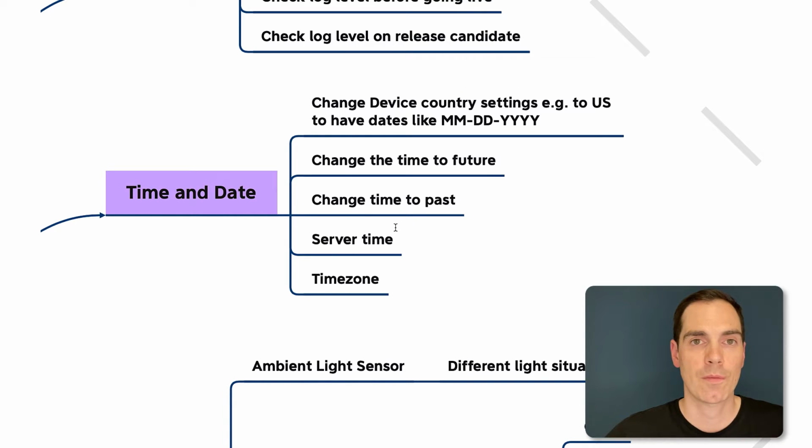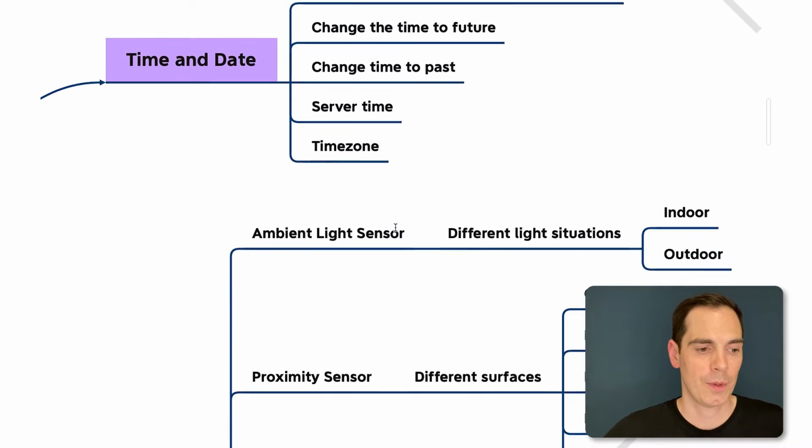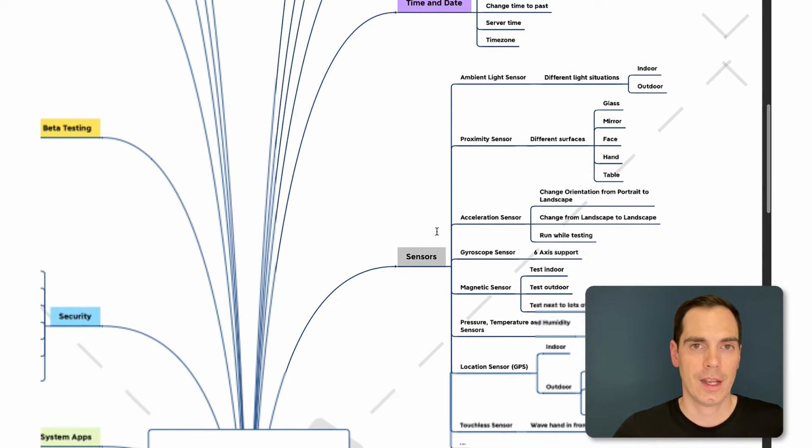And one thing that's coming to my mind is also leap year. So for example, the 29th of February, these kind of things. And leap years, this is something that you should keep in mind whenever you work with time and date and it is part of your app.